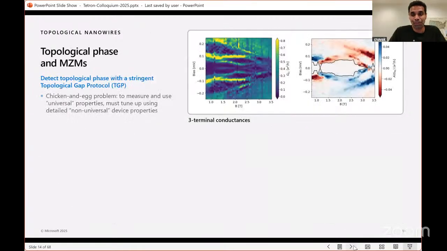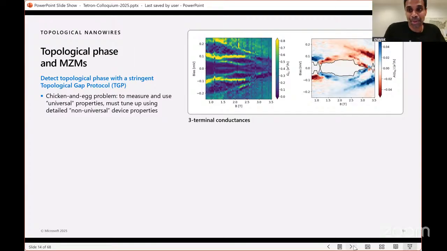Now, the second thing you have to do is find the topological phase, because actually it's a fairly large phase space. You have a wire, it has a density that's controlled by voltage. There's a magnetic field. There are junctions that you're opening and closing. And so, if you want to identify the topological phase and tune up your device, that's a lot of phase space to explore. It's a bit of a chicken and egg problem.